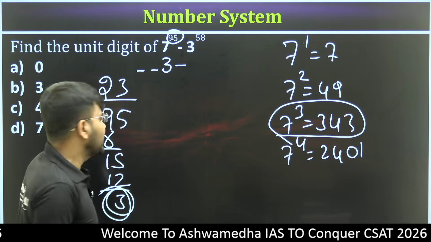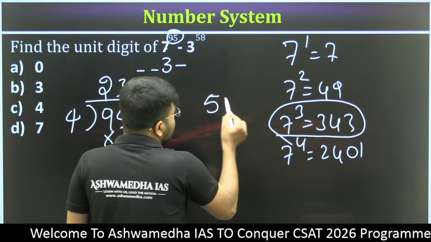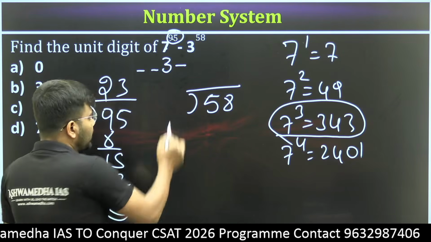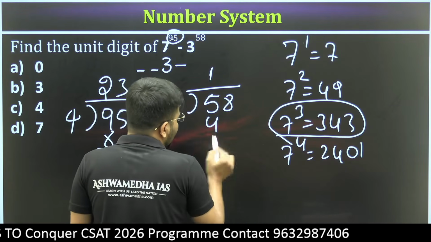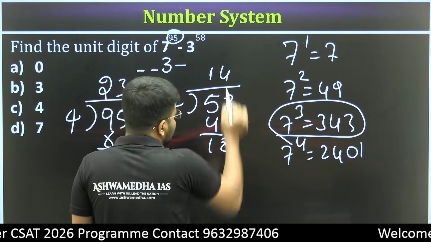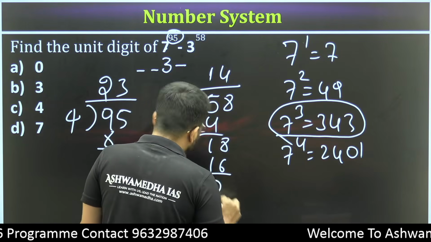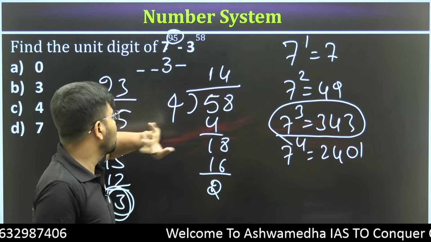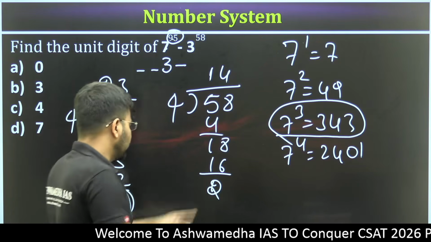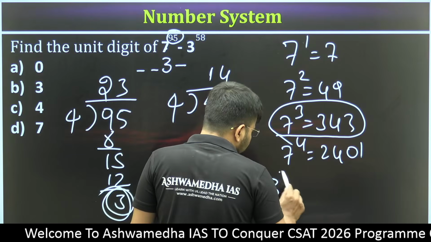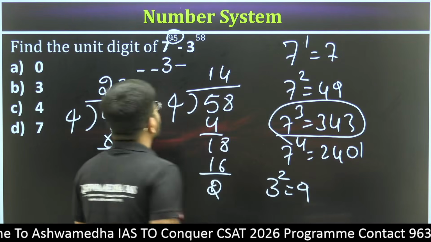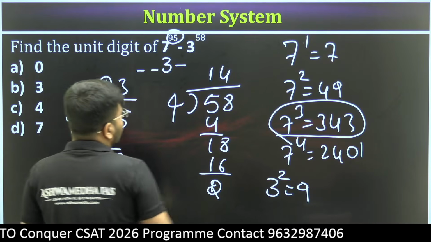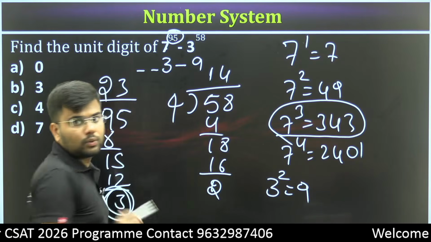3 power 58. What are we supposed to do? Again the unit digit repeats its cycle of 4. Divide 58 by 4. 4 1s are 4, 18. 4 4s are 16. Remainder is 2. For 3, the cycle repeats at intervals of 4. If it is 2, it is 3 square, which is equal to 9. Then the unit digit would be 9.